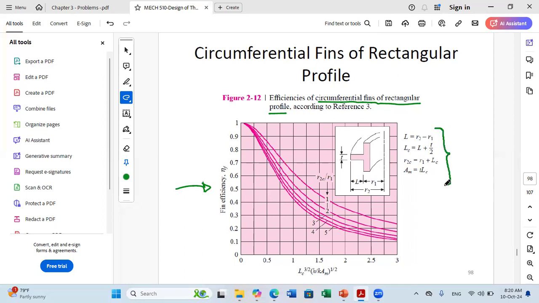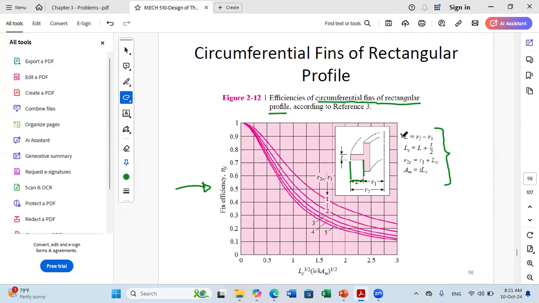How? Because first, what is L? L is the length of the fin, okay? If I give you the radius from which the fin will begin and the outer radius of the fin, what will be the length L? It's the difference between R2 and R1. So the length of your fin is R2 minus R1.